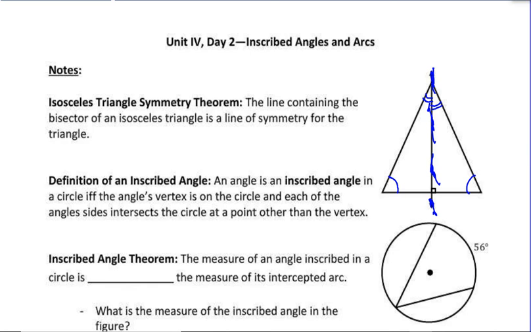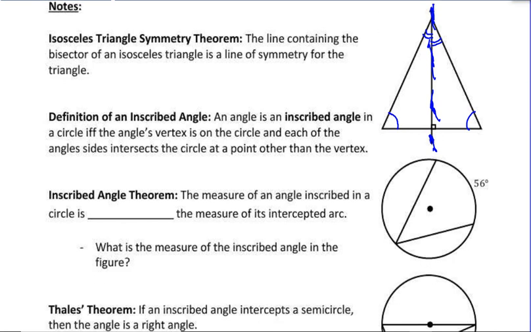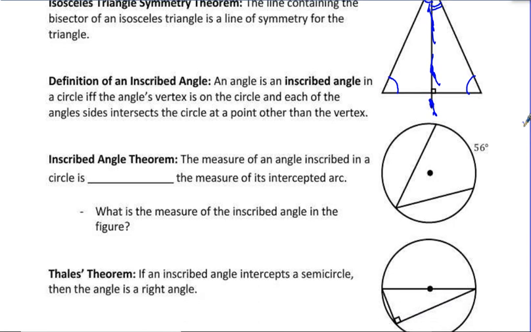The definition of an inscribed angle, let's talk about that briefly. An inscribed angle is an angle whose vertex is on the circle. So in this example, the vertex of the angle is right here on the circle, and the angle goes all the way through and comes out at those endpoints. This is what's called an inscribed angle, which is not to be confused with a central angle, which has its vertex on the center.